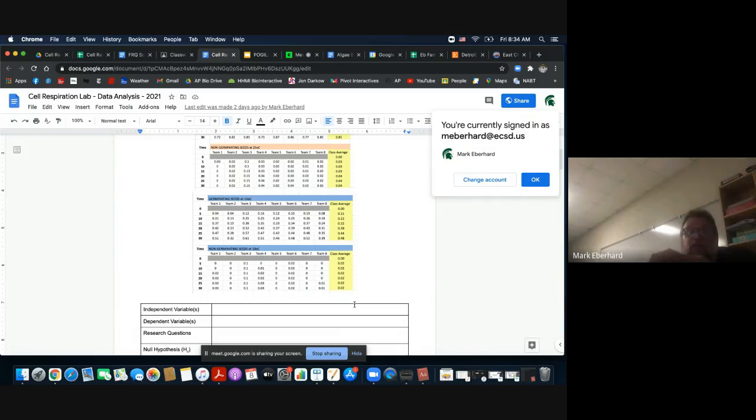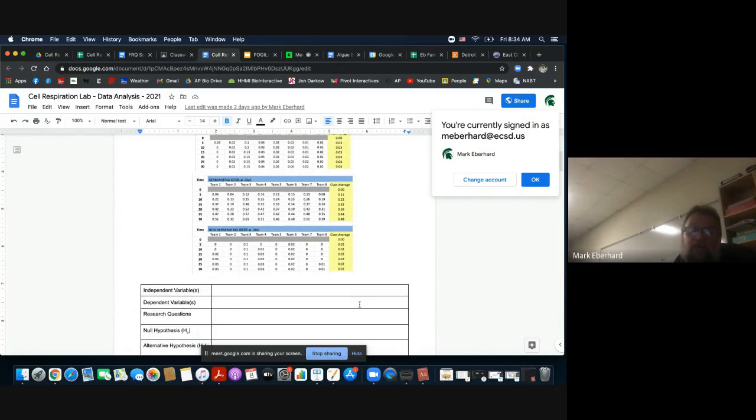Our dependent variable is we measured how much oxygen was being consumed in milliliters. So we were measuring oxygen consumption in milliliters. Since this is cell respiration, we needed to understand that consuming oxygen is one way to measure the reaction. And we talked about how we had to counteract the release of carbon dioxide, which is a product of respiration, and that's where we brought the KOH into the experiment.